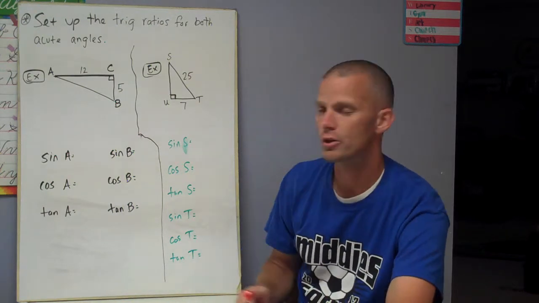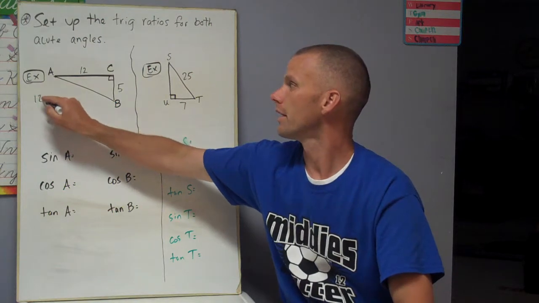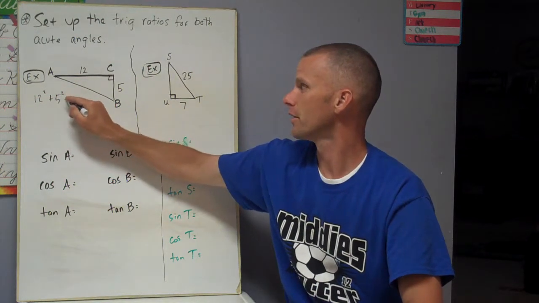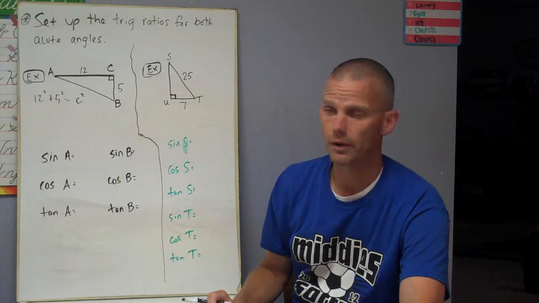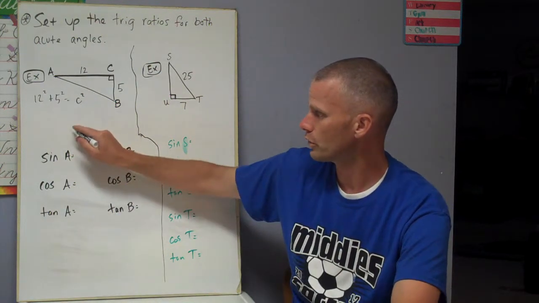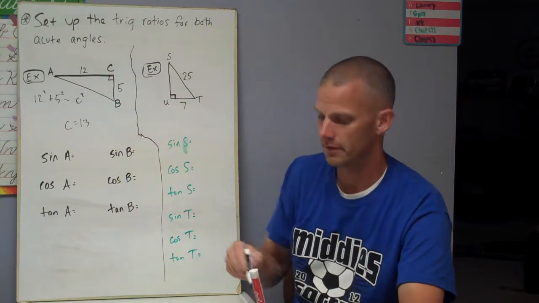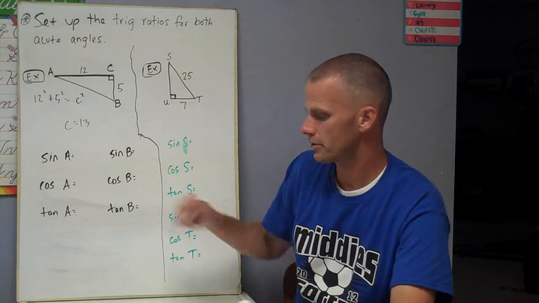That's right. We could use the Pythagorean theorem: a squared plus b squared equals c squared. I'll let you work that out. What you should find is that c should equal 13. And so that's the length of our hypotenuse.